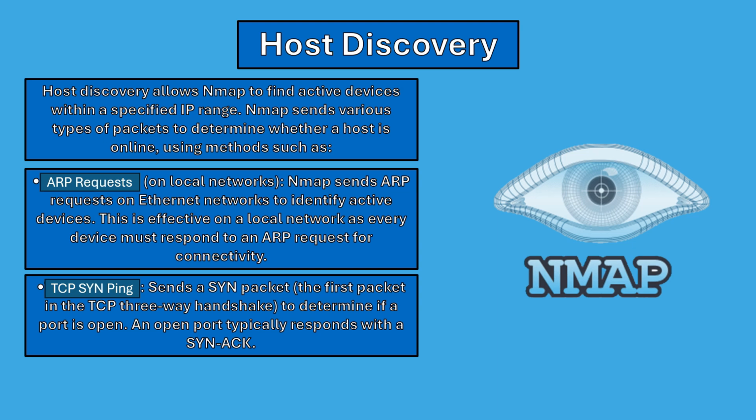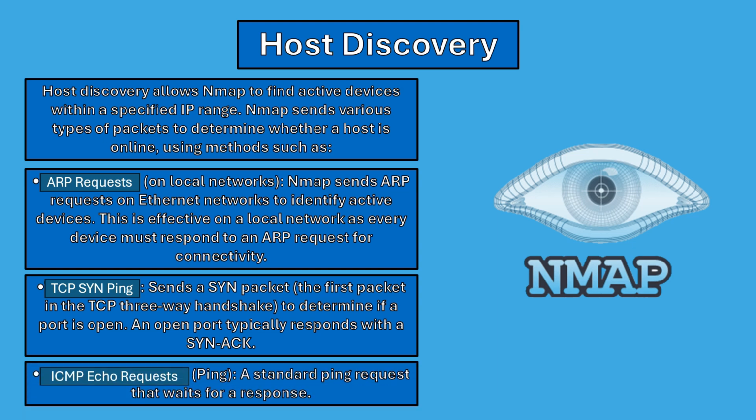A TCP SYN ping sends a SYN packet, which is the first packet in the TCP three-way handshake, to determine if a port is open. An open port typically responds with a SYN ACK packet. Finally, ICMP echo request, a standard ping request that waits for a response.